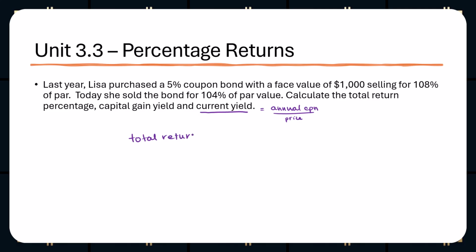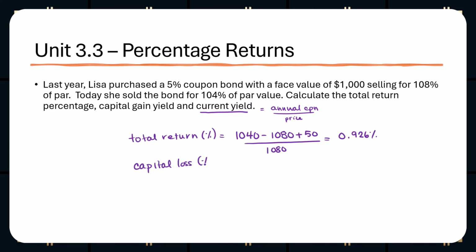However, in the prior problem, when we were calculating dollar returns for this example, we just assumed that she purchased one bond. Again, we're going to use the same mathematical formula as the last problem. We will take P1 minus P0 plus her coupon income of $50 and divide that by what she paid for it. And we find that her total return is 0.926%.